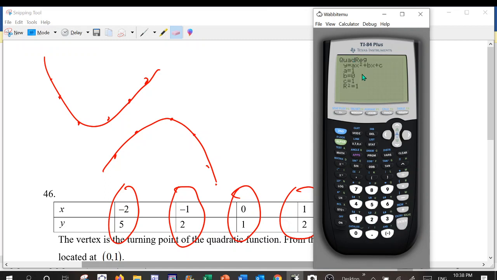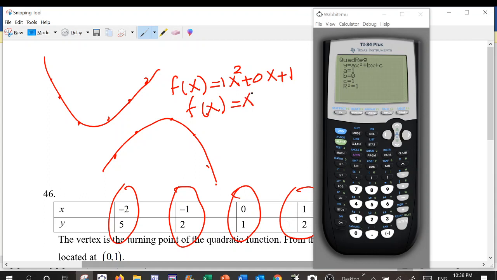You see? Calculator found a quadratic for us. What's the quadratic? The quadratic is ax squared plus bx plus c, where a is 1, b is 0, so 1x squared plus 0x plus 1, and c is 1. So the function that goes through these is x squared plus 1.